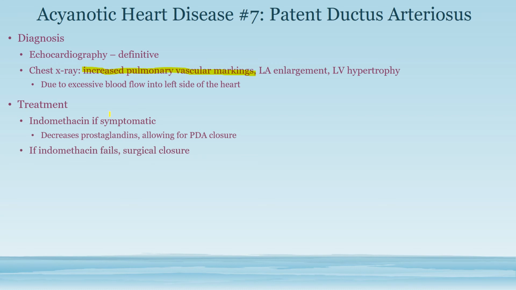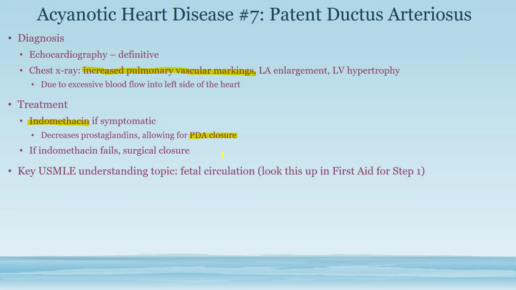And treatment is indomethacin. Remember, indomethacin is a very strong NSAID, which will decrease prostaglandins. So if you have prostaglandins decreased, the PDA can close. But be really careful closing a PDA in cyanotic heart disease. You don't want to do that because that might be the only thing keeping the infant alive. If indomethacin fails, then you give surgical closure as your treatment option.